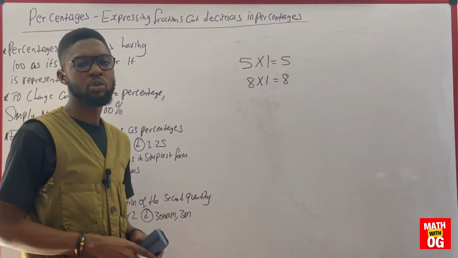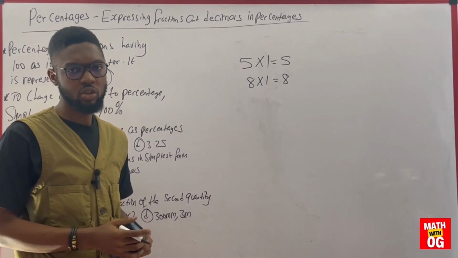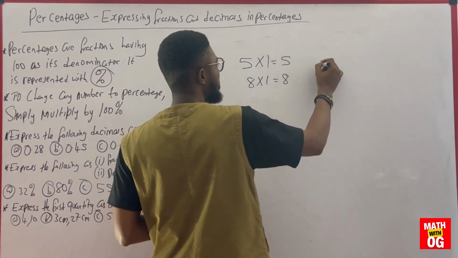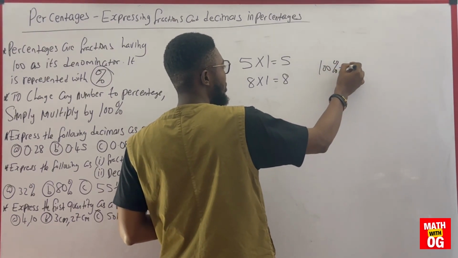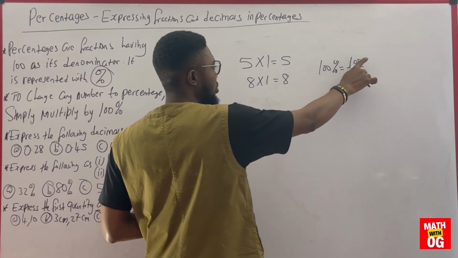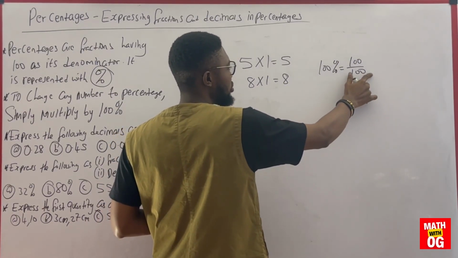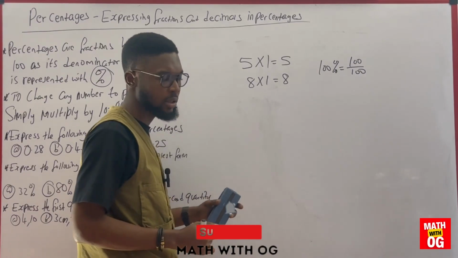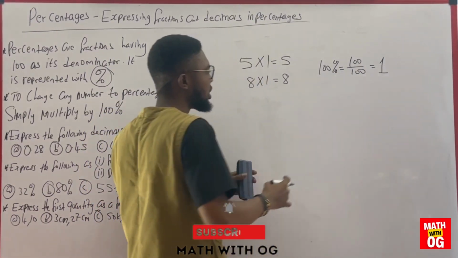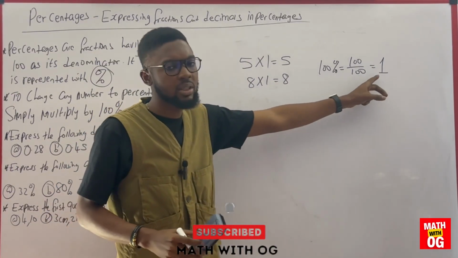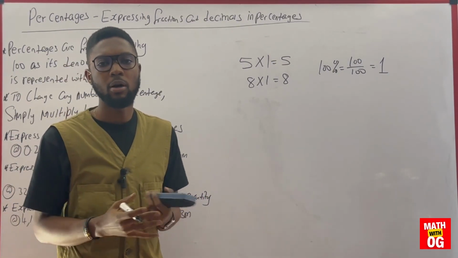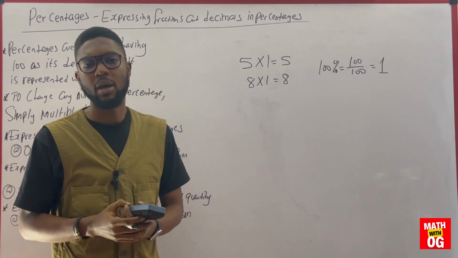So whenever you multiply a number by 1, it gives you exactly the same number. So we use that approach in changing any number to percentage. Because we said percentage is over 100, it means 100% is equal to 100 over 100. 100% is 100 over 100 because this 100 at the denominator is this percentage sign. Now, what is 100 over 100? It is simply equal to 1. So you should take note that 100% is the same thing as 1. So how do I change a number to percentage? I simply multiply by 100% because I'm multiplying by 1.